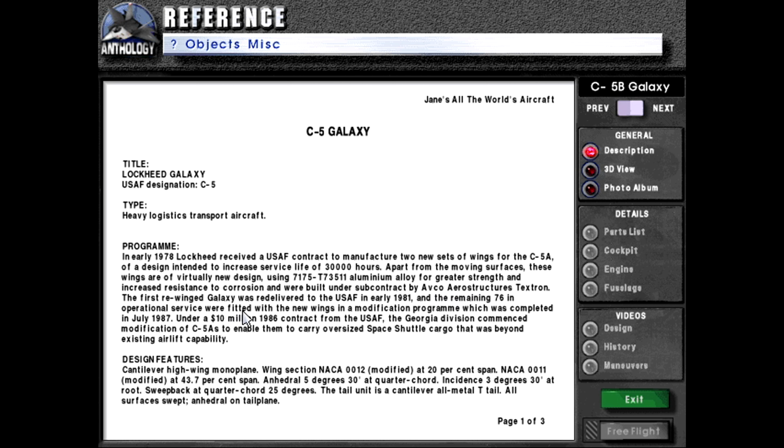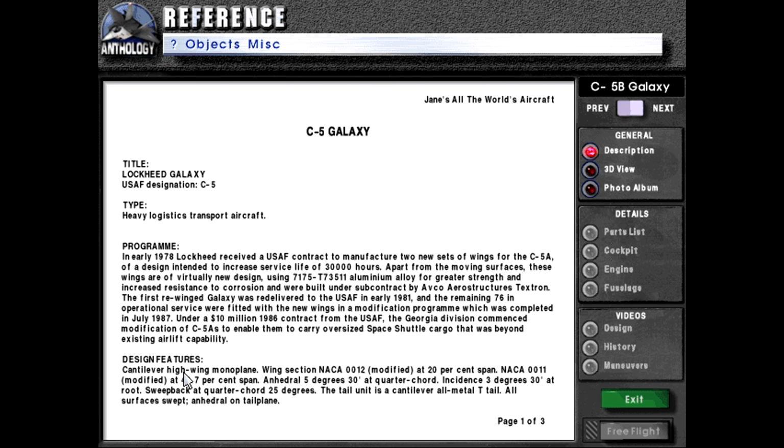The first re-winged Galaxy was delivered to the USAF in early 1981, and the remaining 76 in operational service were fitted with new wings in a modification program which was completed in July of 1987. Under a $10 million 1986 contract from the USAF, the Georgia Division commenced modification of C-5As to enable them to carry oversized space shuttle cargo that was beyond existing airlift capability.